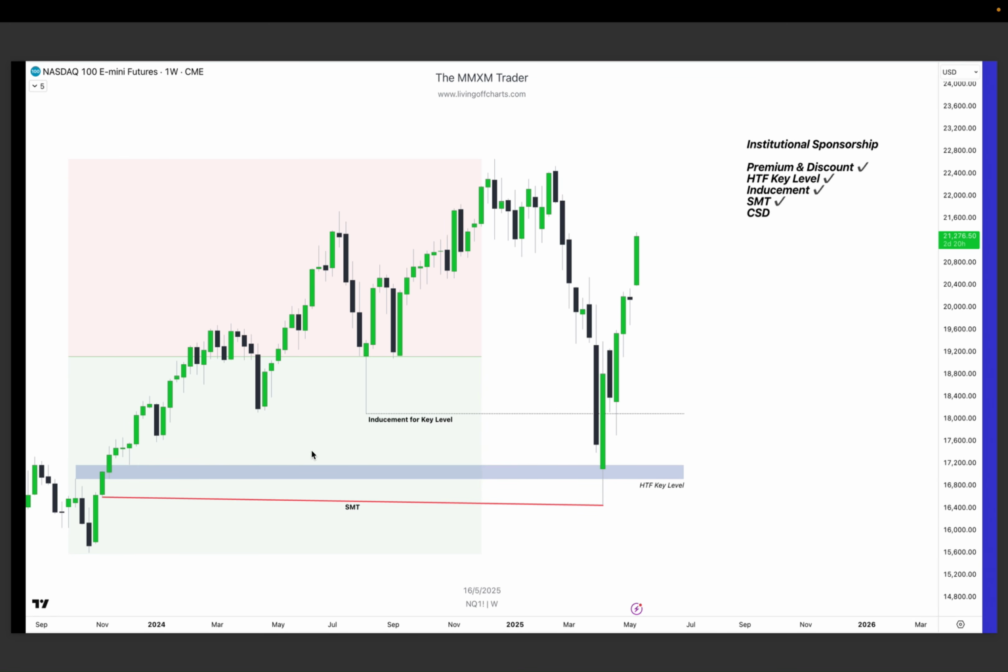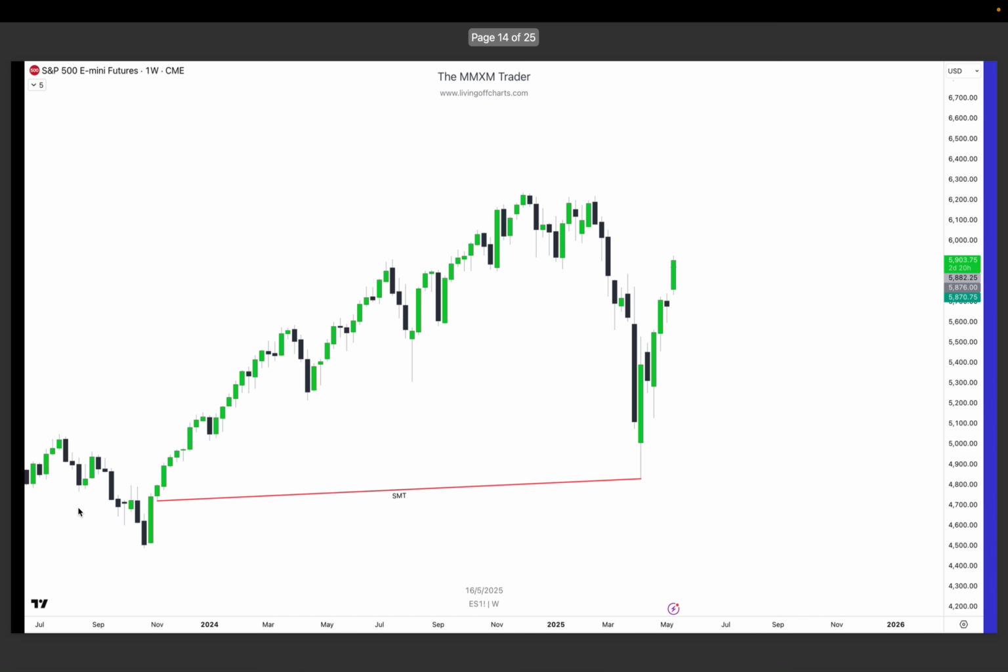You then want to see SMT. So as you can see here on the NASDAQ weekly chart, we have the NASDAQ trading down into the higher time frame key level and down below this low into a small weekly fair value gap here with the order block as well. If we have a look at ES, it fails to do so.